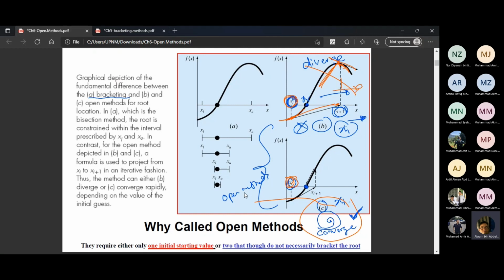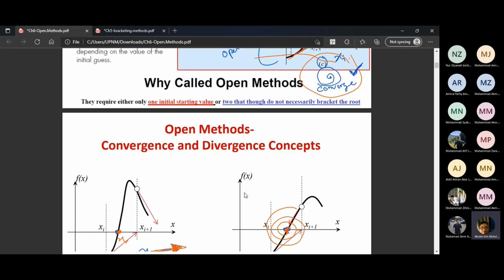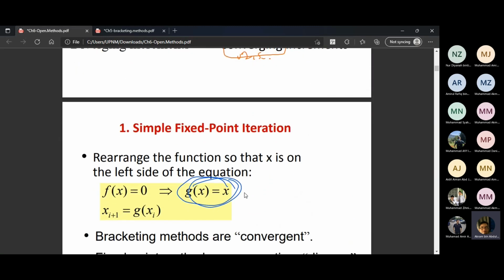Tapi kalau kamu ambil titik yang hampir dengan root ni, for example in C, so bila kita buat tangent line dia, kita akan dapat dekat sini, and then the new xi, kita dapatkan fxi yang baru. So kita buat lagi tangent line, dia akan makin hampir dengan root. So ini yang kita nak lah. So pemilihan x, nilai x itu adalah penting untuk open method.